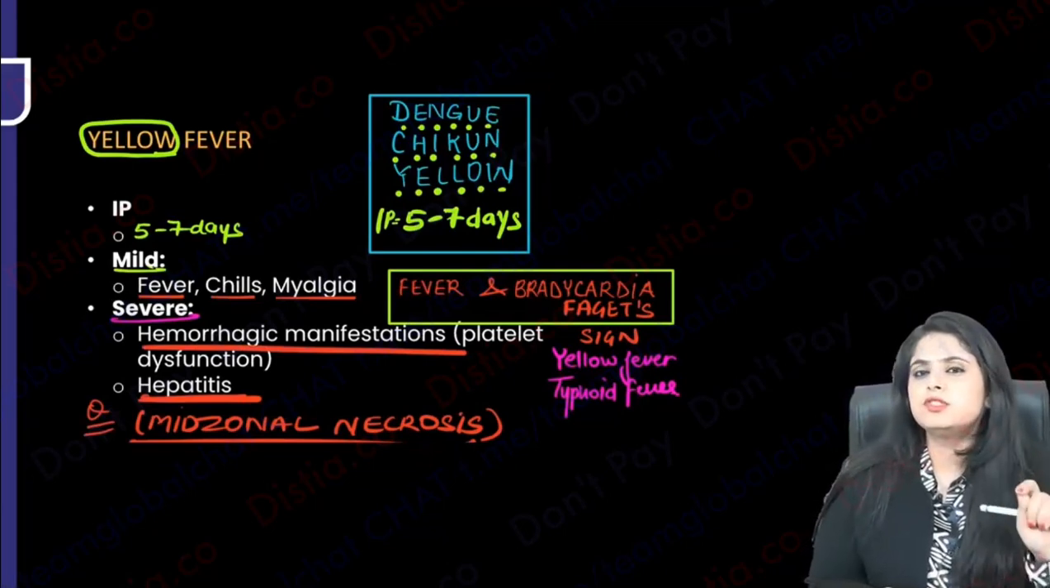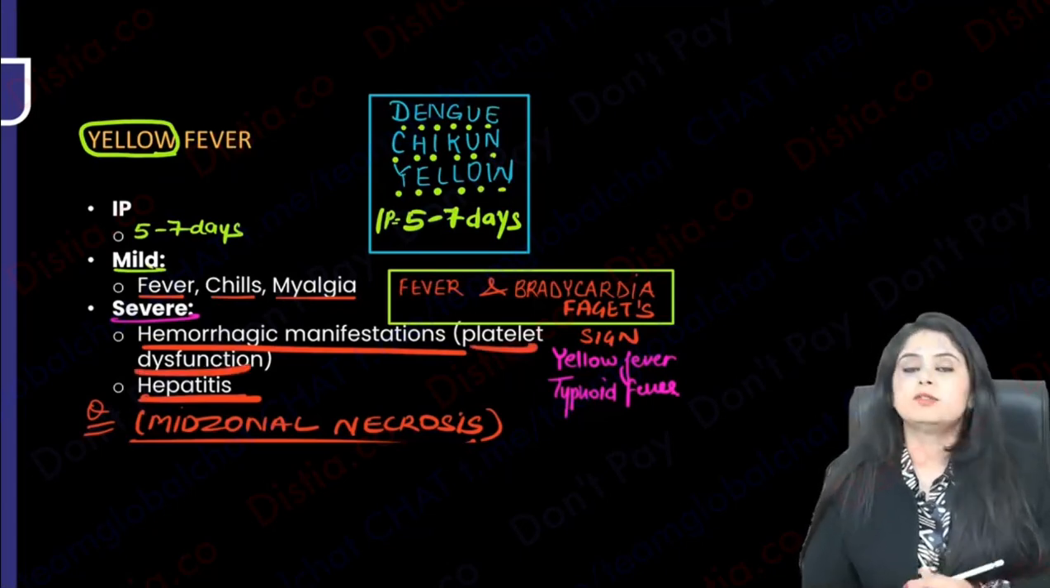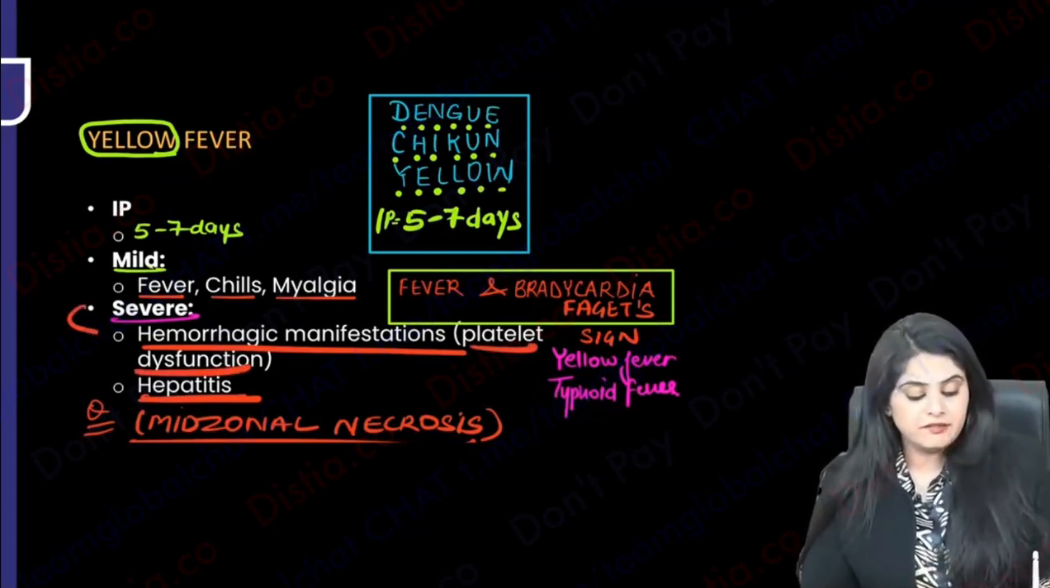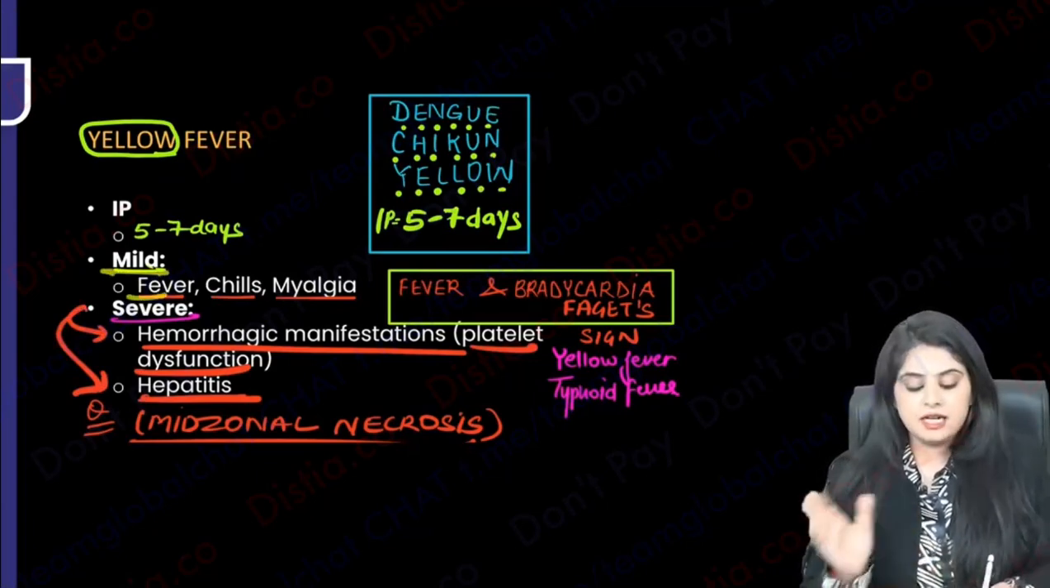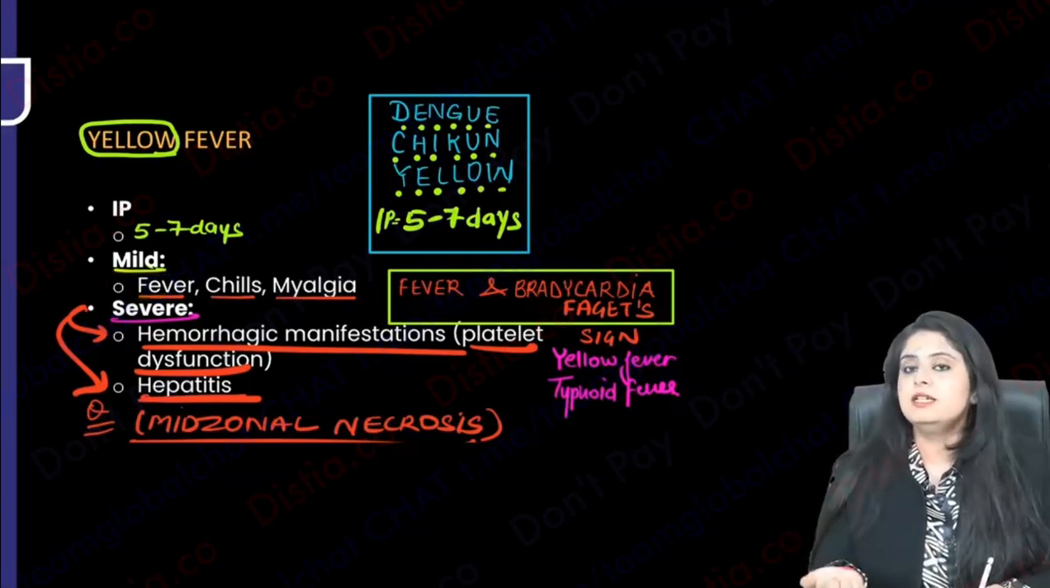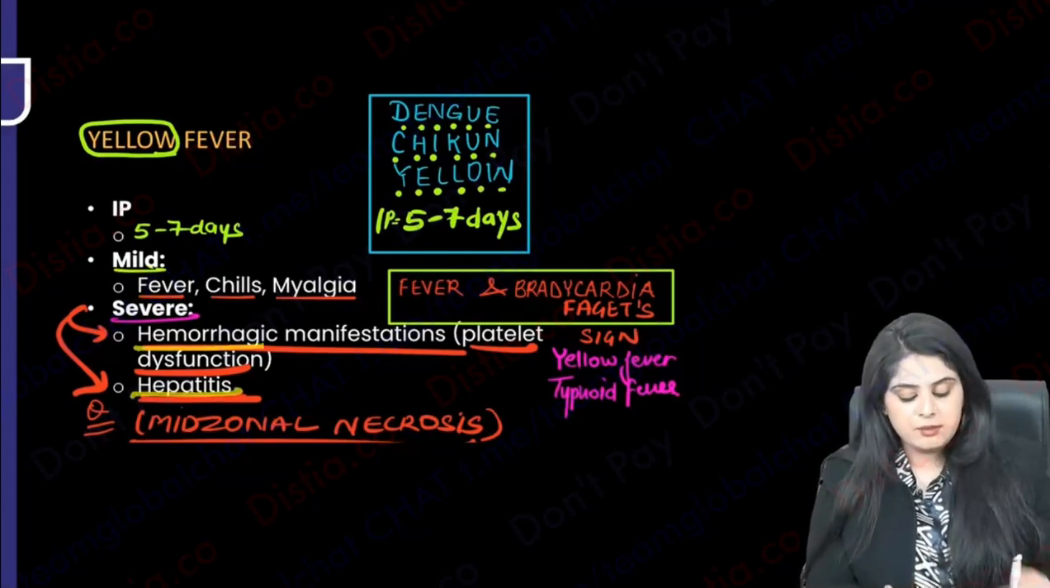Something causing hemorrhages means which cell of our body is it impacting? It is impacting the platelets. So it causes a platelet dysfunction. But these are features of your severe disease. Simple. So mild disease is fever with bradycardia. Usually fever has tachycardia, na? Here fever with bradycardia, called Faget's sign, is seen. In severe disease, hemorrhage and hepatitis are noted.